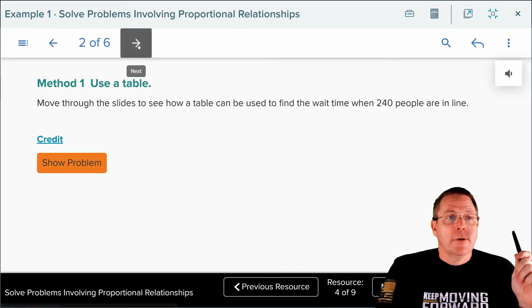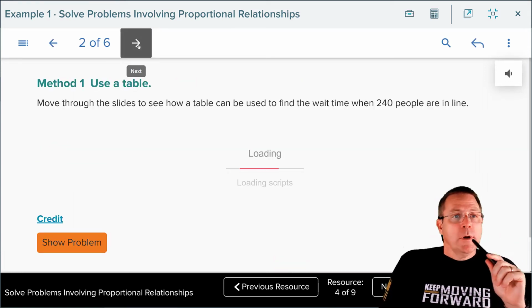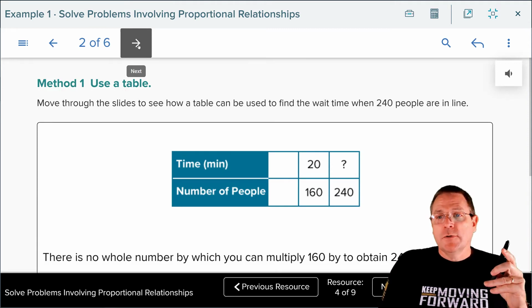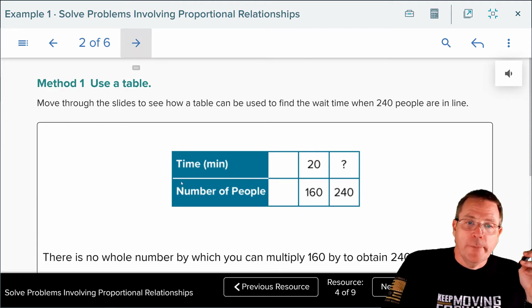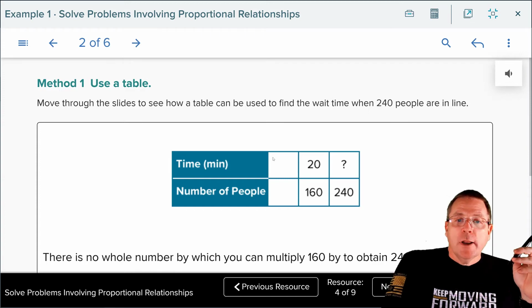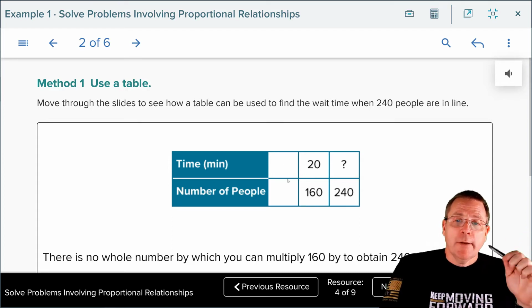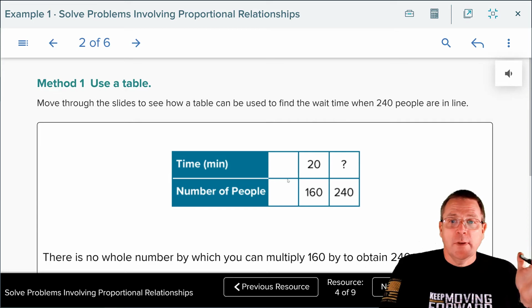Let's keep moving here. Now we're going to move through the slides to see how the table can be used to find your wait time of 240. We've got a ratio table set up here. You've got your time on the top. You have your number of people on the bottom. And I want you to notice that we skipped a spot here because we're going to have to go back and find a number that's better to work with. We've got 20 over 160 as our starting point, and then we have some unknown number over 240.